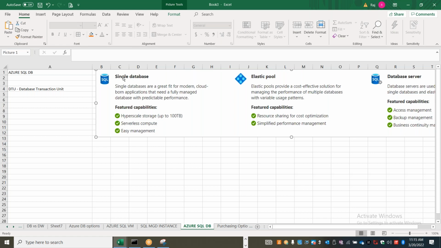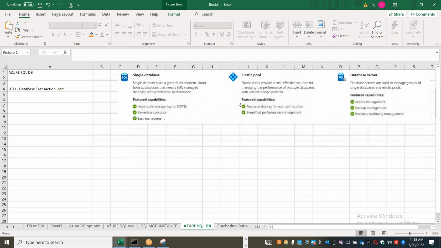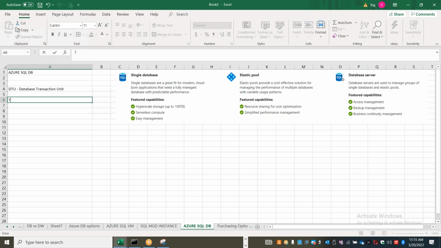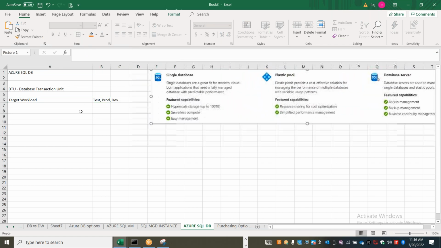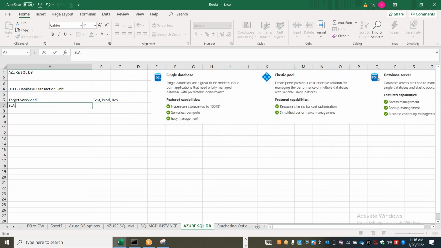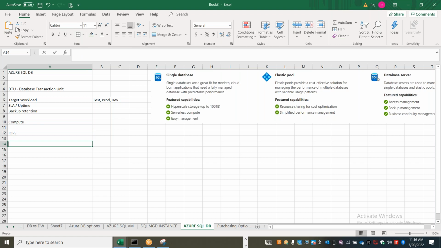A database transaction unit is like you go and purchase a specific tier or model based on the workload type. Not all workloads need the same category. For example, you might need it for test, for production, or for development, which are different workload categories. You might also need a different SLA, different uptime, different backup retention, and a different combination of CPU and memory. Some databases might need different input/output operations per second, and different storage sizing. Based on all the DTU requirements, IOPS, storage size, compute, and SLA uptime, you can choose which model you need.